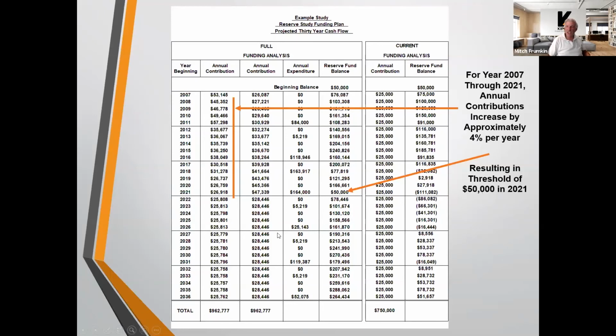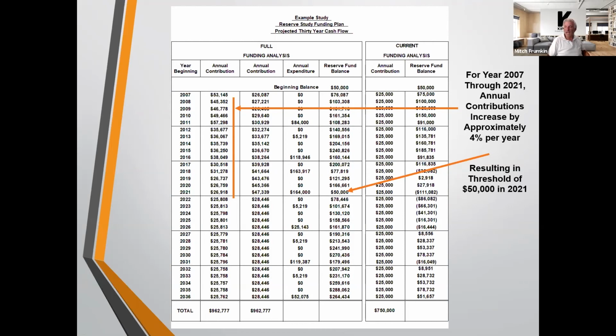So this sheet is the numbers behind the cash flow graph, which you get with the study. It shows how much is in the reserve fund balance, how much is your annual contribution. So in this case, they said, we never want to go below $50,000, but we don't want to increase our reserve contributions more than 4% a year.